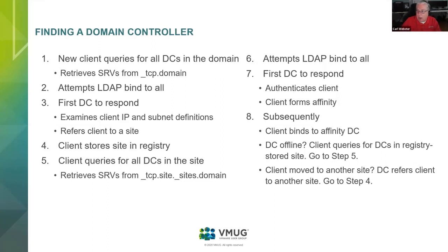If you have multiple domain controllers, the same thing happens. It's going to attempt to LDAP bind to all domain controllers in that site, and then the first DC to respond authenticates, and the client forms an affinity.